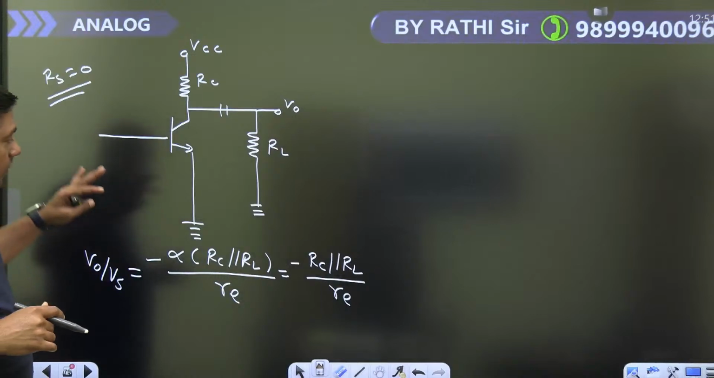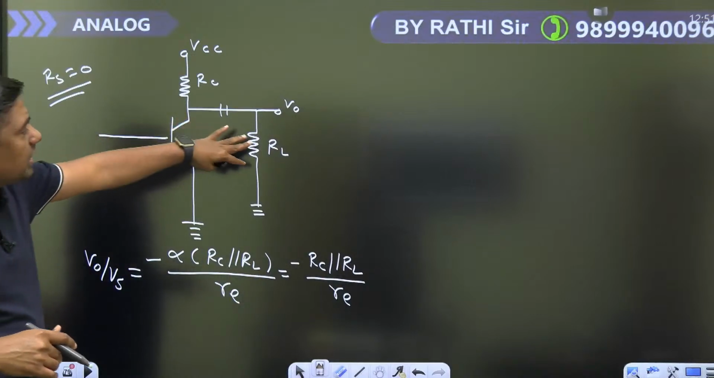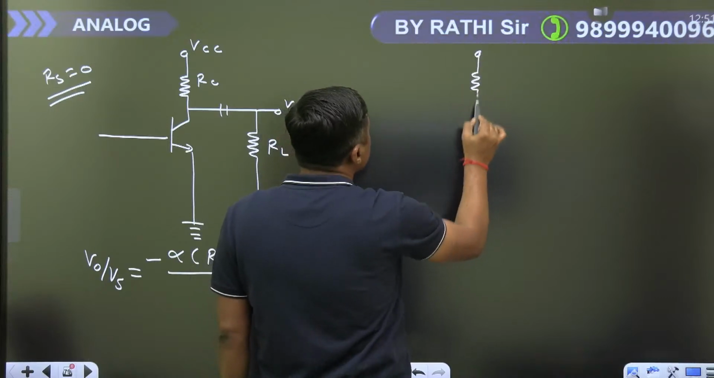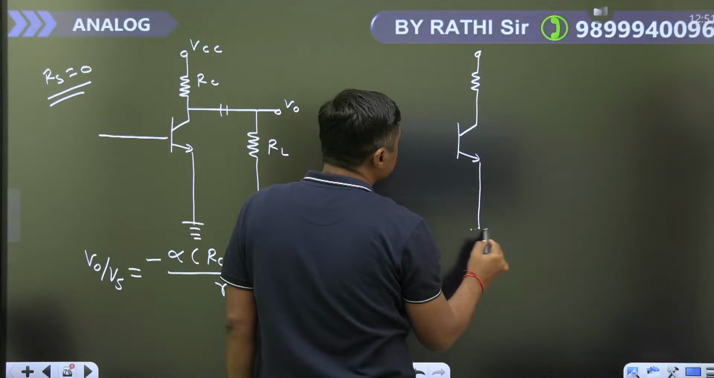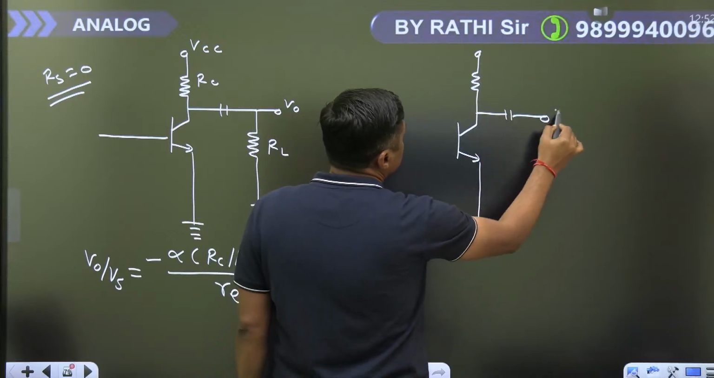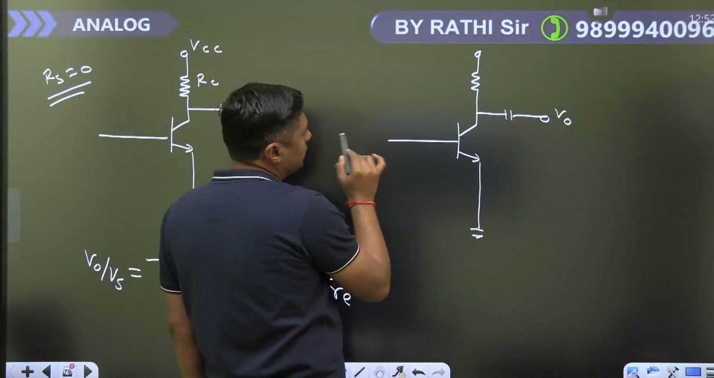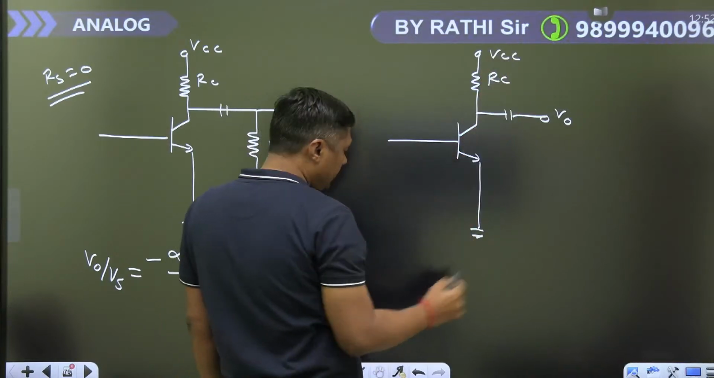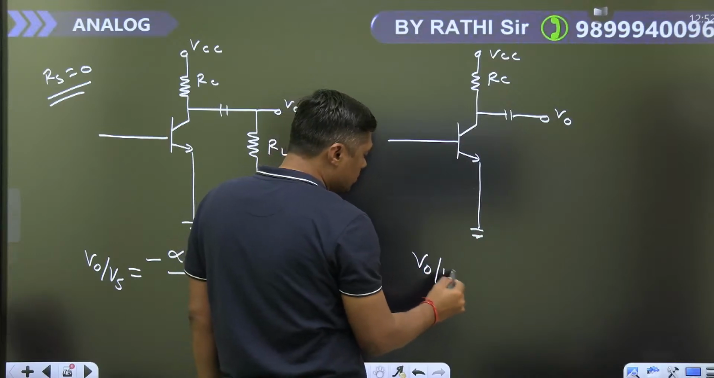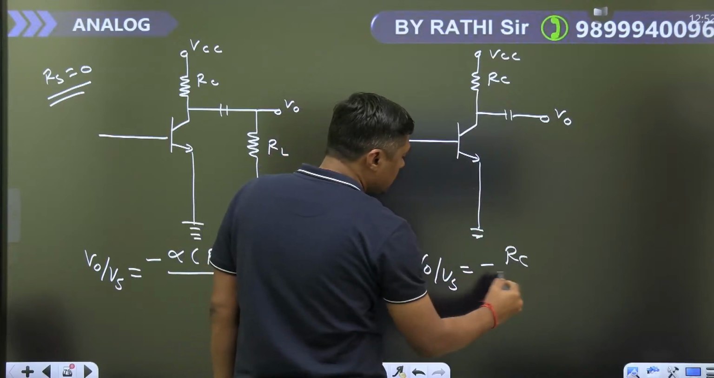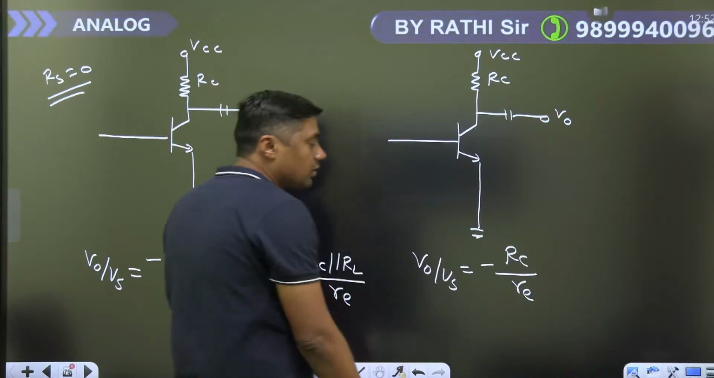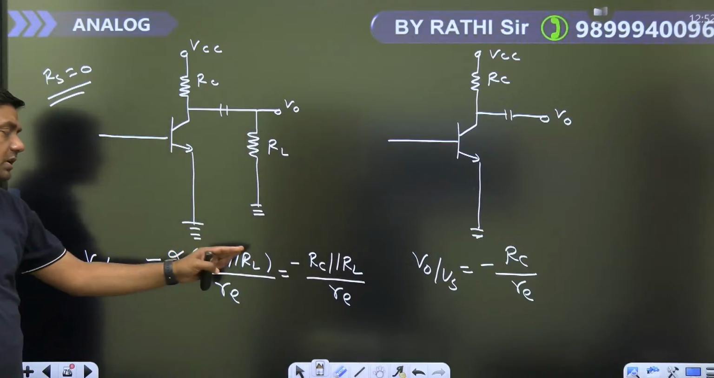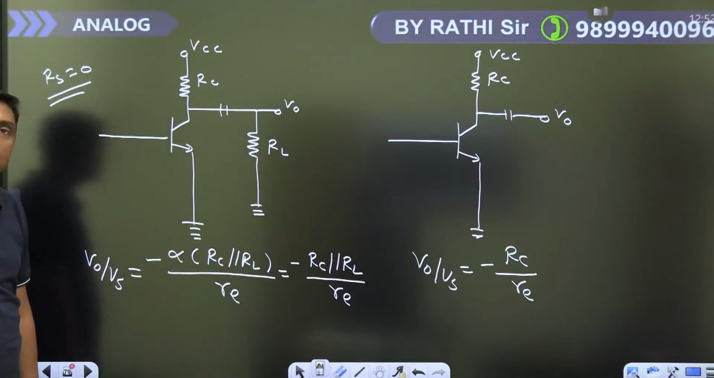Now, suppose in a particular numerical RL is not given, this type of diagram even. Here the connection is given but RS is not given. RL is not given. So straightforward you can write the answer V0 by Vs is equal to minus RC upon small re, or minus alpha RC upon small re. That is, RL is not given, means RC parallel with infinity is what? RC. That is the answer.